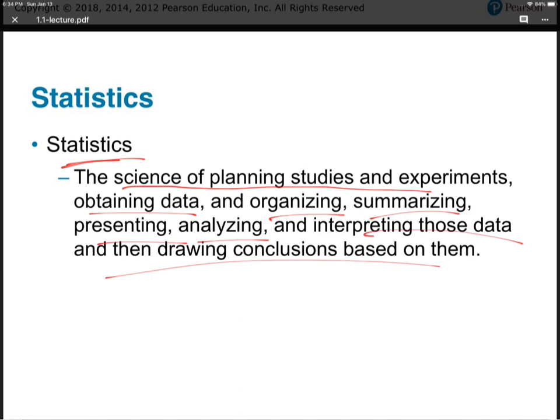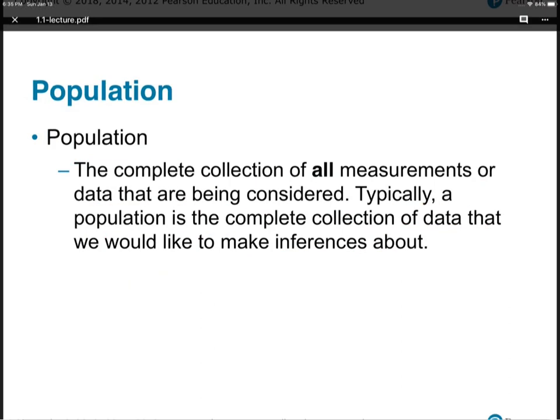So as we saw, this is statistics that I put on the board about the different studies. A lot of statistics is what does it mean? Therefore, what does it mean? All right, population. What's a population? Population is all measurements in consideration. It's the complete collection of all measurements.